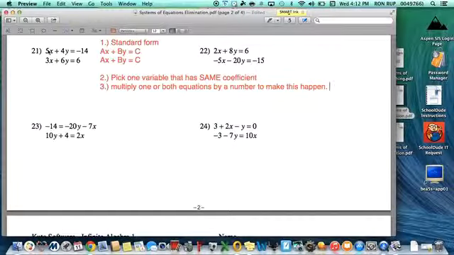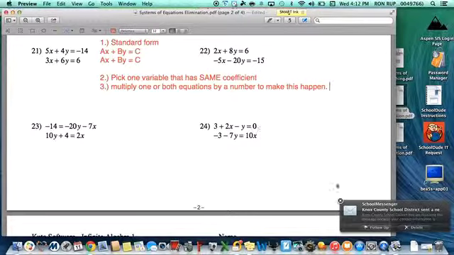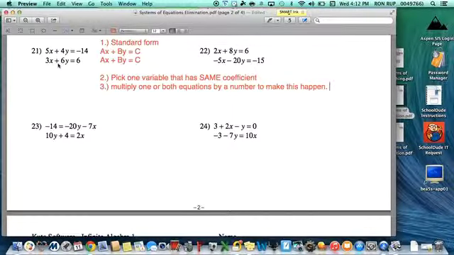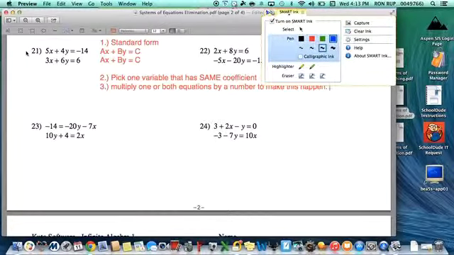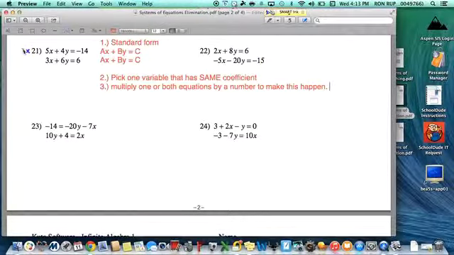I could make the x's the same by multiplying everything on the top by 3 and everything on the bottom by 5. That would make both of my x's 15. So what I'm going to do is probably the path of least resistance, the smallest numbers possible, and I'm going to multiply everything on the top by 3 and everything on the bottom by 2. And so when I do this, I'll get new equations.